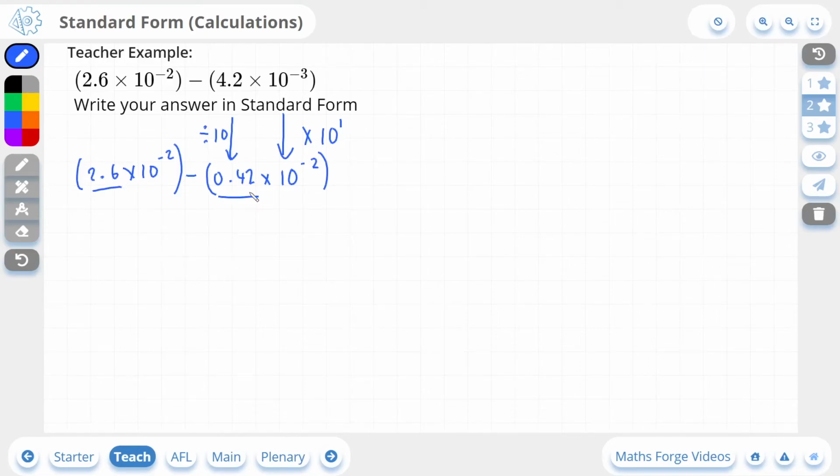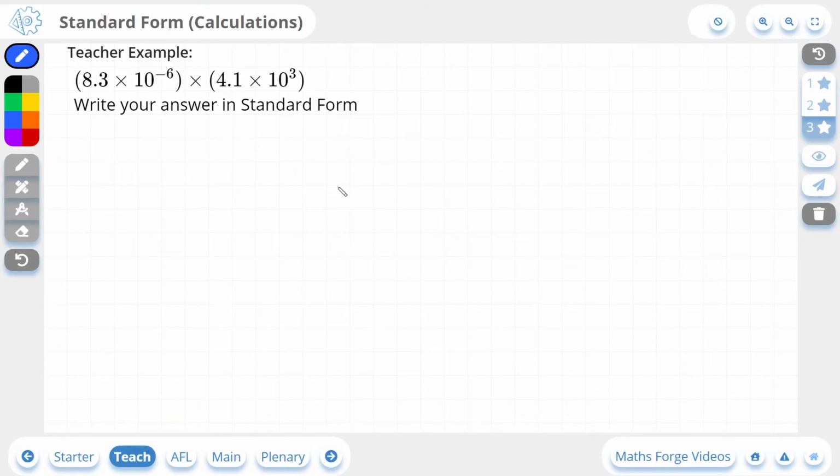So 2.6 minus 0.42 is 2.18. And since the powers of 10 are the same, I can just go ahead and write times 10 to the power of -2. And this should be our final answer. And if we check our answer, there it is. Now we'll do a 3-star example.